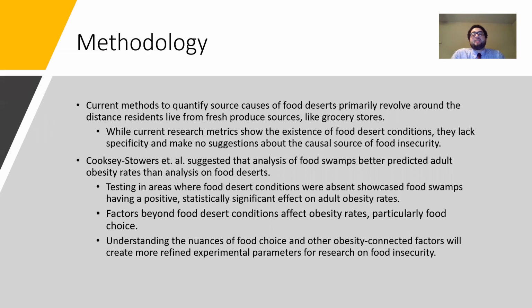suggested that the analysis of food swamps was a better predictor of adult obesity rates than the analysis of food deserts. Testing in areas where food desert conditions were absent showcased that food swamps had a positive statistical significance on adult obesity rates, suggesting that food desert conditions aren't the only factors surrounding obesity, and that other factors affected also, particularly food choice.